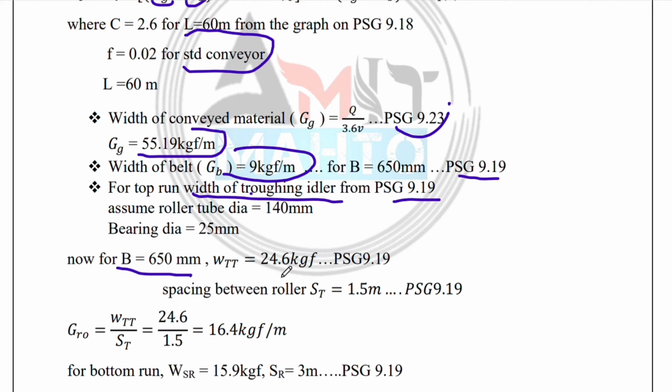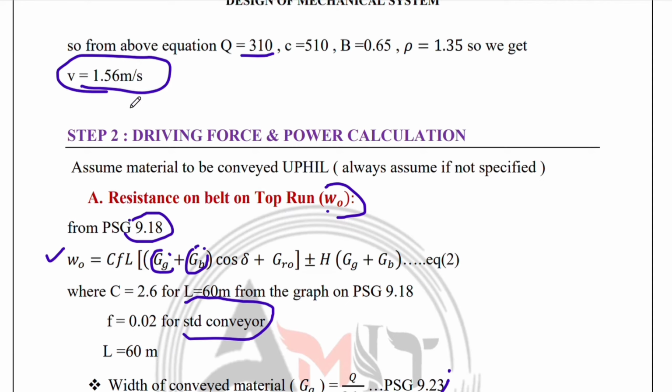Weight of troughing idler, which will be 24.6 kgf, and the spacing between the rollers, ST, for which you can see the table of the maximum spacing for idler. This table you will get on PSG 9.19 itself. There select the width. You got the width 650 mm. So for 650 mm, and your speed is 1.56.